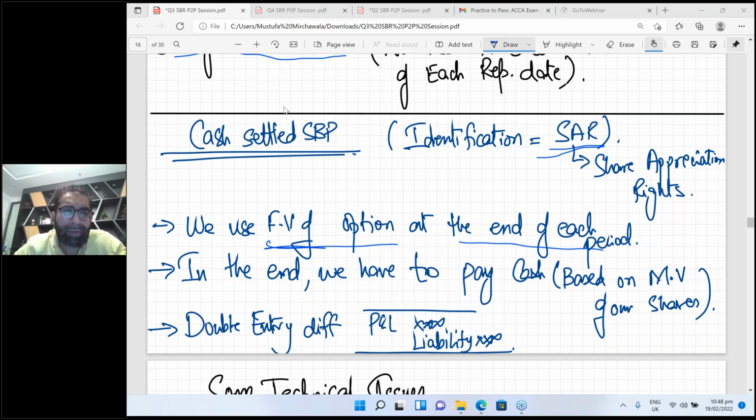One student is asking one question: what if in the end the market price is less than exercise price? Then they won't exercise, then nothing will be given to the employee if the market price is less than exercise price.